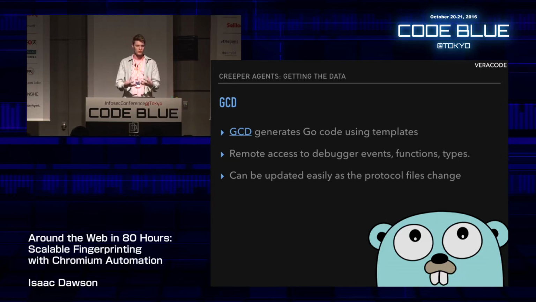What I do is I read those JSON files, and then using Go templates, I automatically generate the code necessary for my library to use it. And this is excellent because it gives me remote access to all of the debugger events, functions, and types. If you've ever used the Chrome DevTools, that's all using this same exact API. So anything you can do in DevTools, you can do using this code remotely, controlling it from other code. Another benefit of using templates to automatically generate it is as the protocol files change or as the browser's updated, I can just rerun my code and generate the new API.